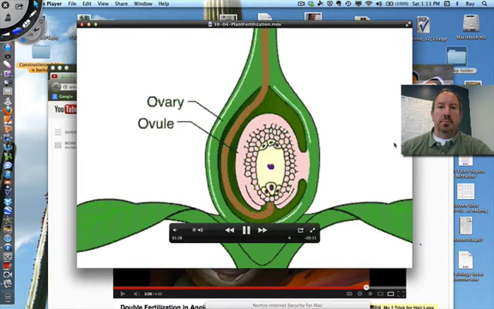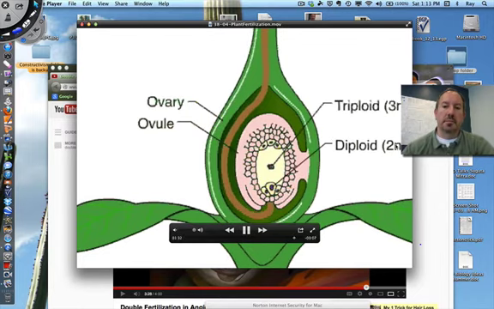Double fertilization converts the large central cell from diploid to triploid, while the egg becomes a diploid zygote. The surrounding integuments remain diploid as they were before fertilization.